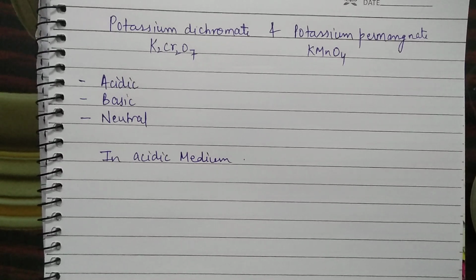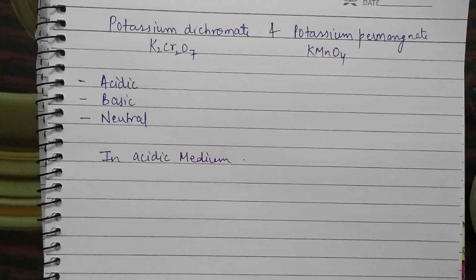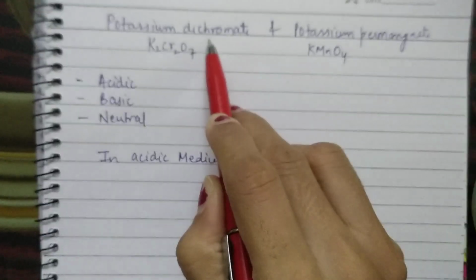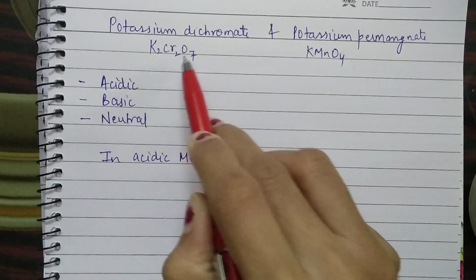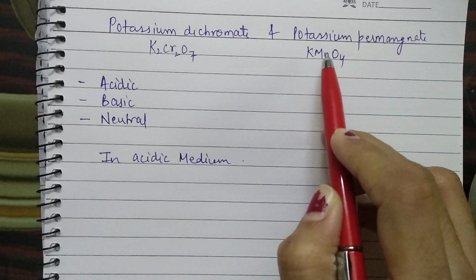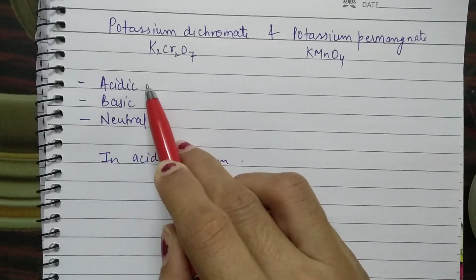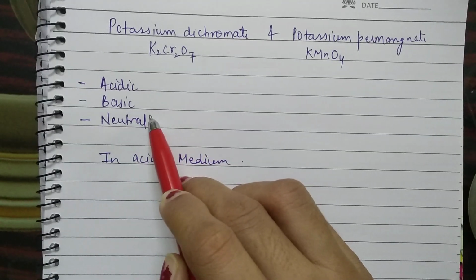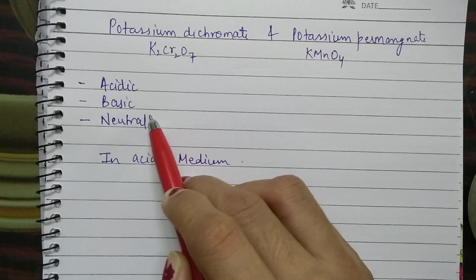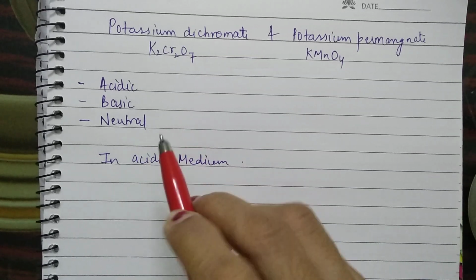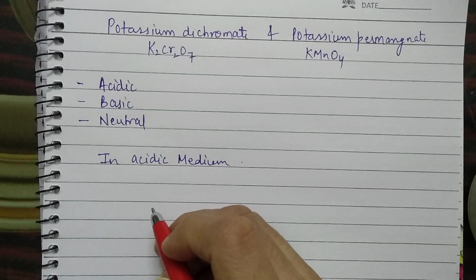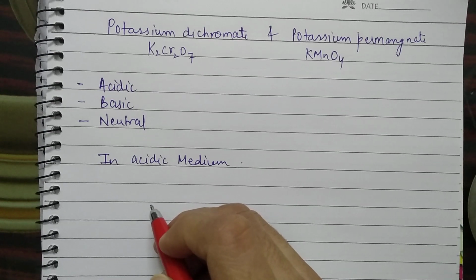Hi friends, today I'll be discussing the reactions of potassium dichromate, which is K2Cr2O7, and potassium permanganate, which is KMnO4, in acidic, basic and neutral media. These reactions are very important from exam point of view. So let's discuss and learn the reaction of these two moieties in different mediums.